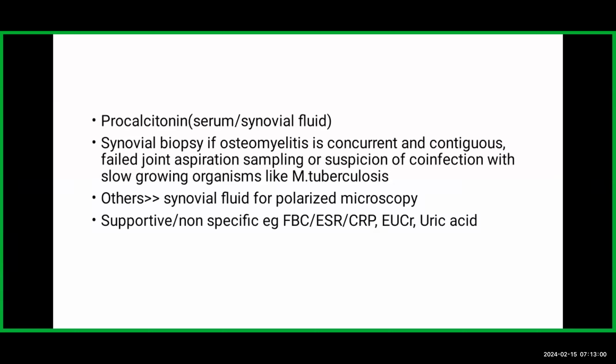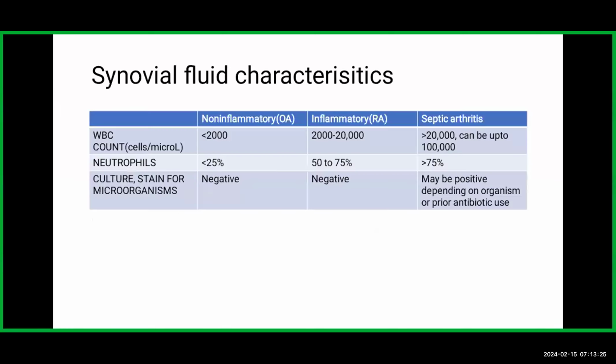Then others include synovial fluid for polarized microscopy. So we talked about crystal arthritis being a possible differential. So we could see that, or sometimes it could actually even coexist in patients that have a diseased joint from this crystal arthropathy. So that could also point to the presence of those conditions. So we also talked about other supportive and non-specific investigations. So this table shows synovial fluid characteristics.